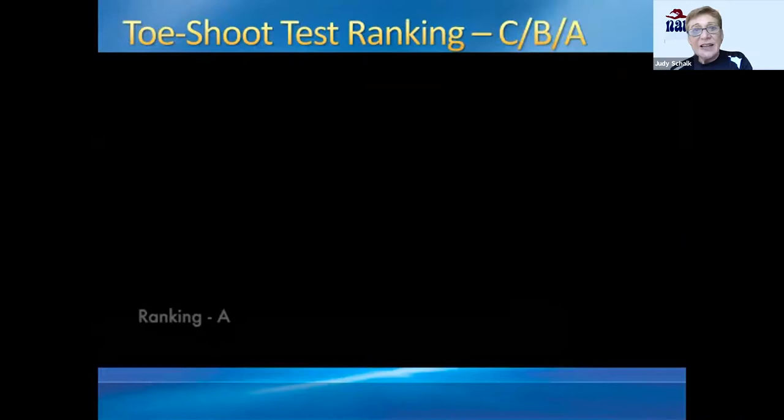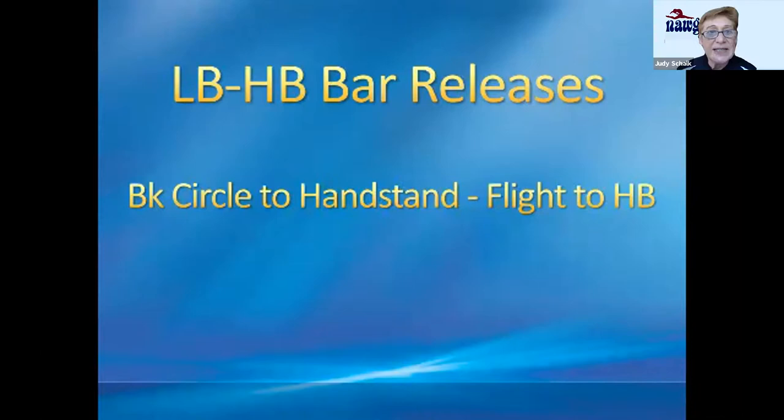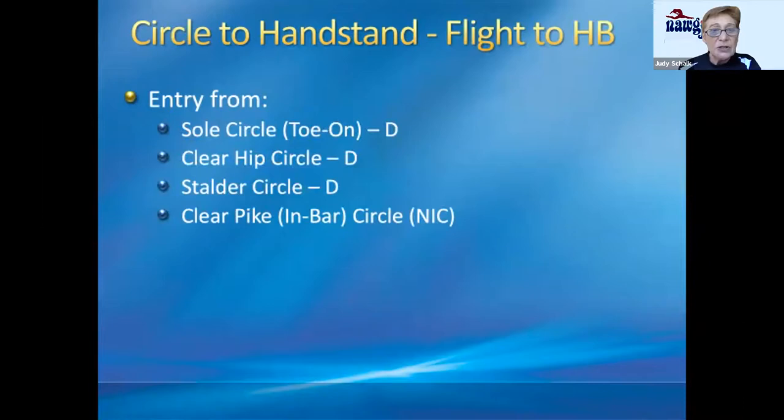I'd like to get into our sixth, our final release, the low bar to high bar, and that is a backward circle to handstand with flight to high bar. And again, the entry can come from sole circle, clear hip, Stalder, or a clear in-bar circle, which is not listed as an element in our code.